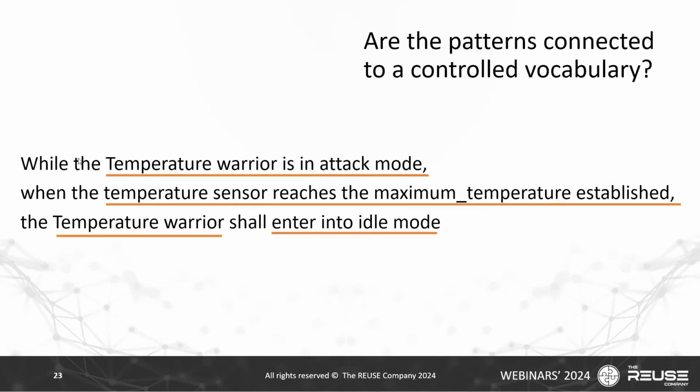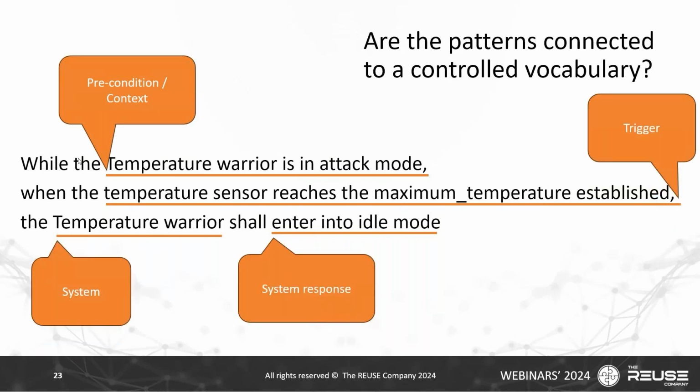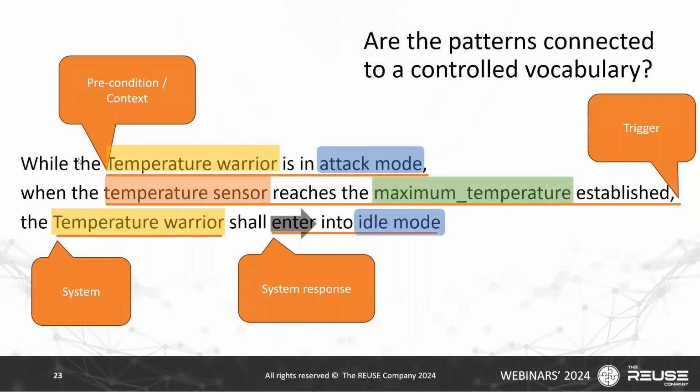If you go in detail, then you can see the precondition after the while, the trigger after the when, the name of the system, and the system response. So you see the main elements in here. However, if you go in more detail, then, this is the precondition, the trigger, the system, and the system response, right? However, if you go in more detail, then you can identify even the individual building blocks of this requirement, right?